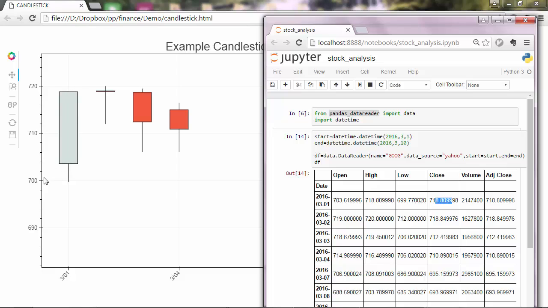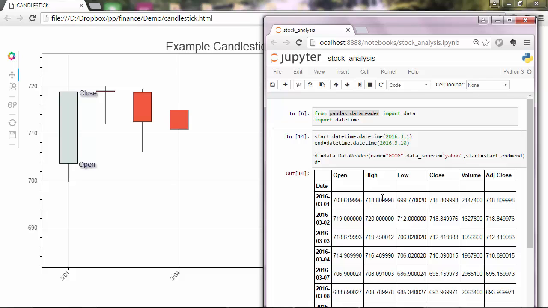The bottom has a value of somewhere at 704 here, and 718, 19 maybe. So 704, which corresponds with this open value. This first figure here represents the first row of the data frame, and every figure represents a row of the data frame, one by one. As you can imagine now, the bottom of the rectangle is the open price, and the top is the closing price. So these 2 values.